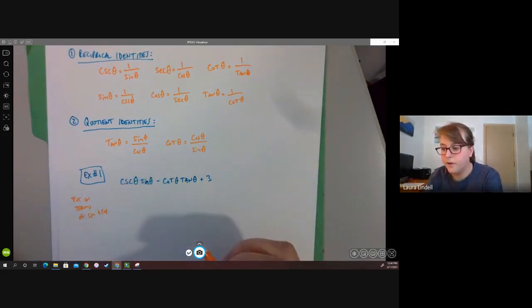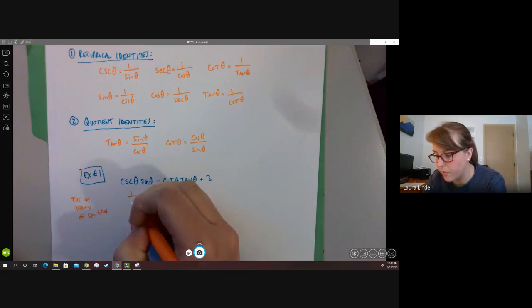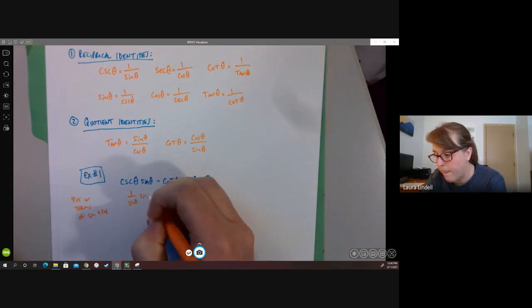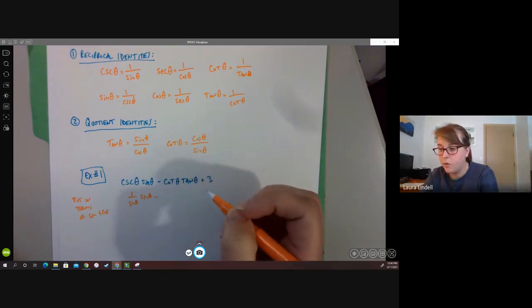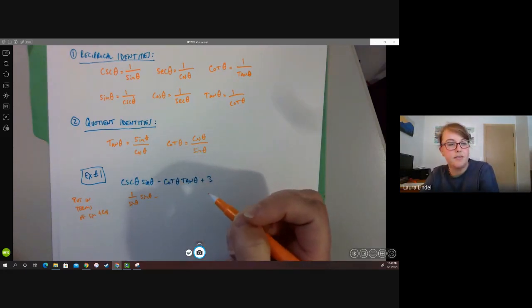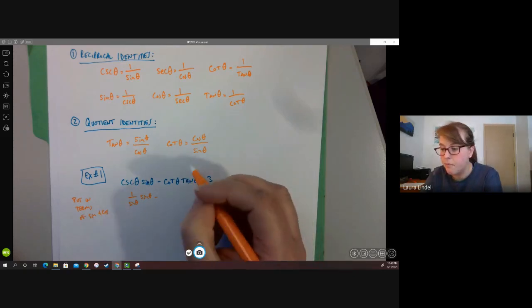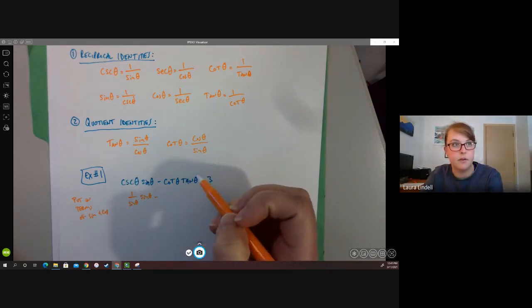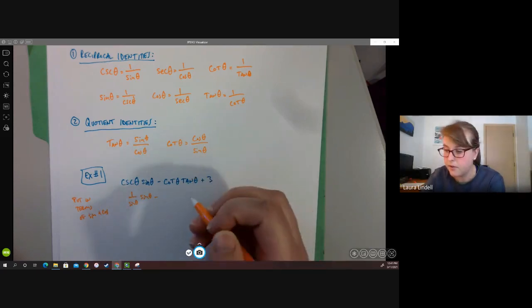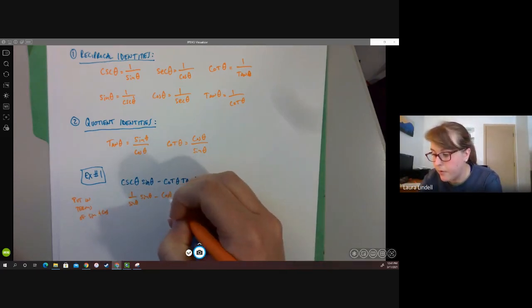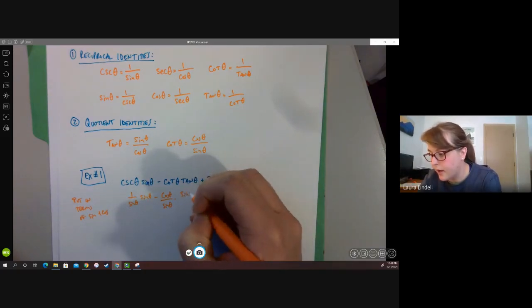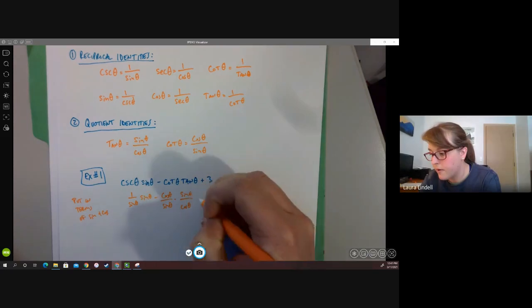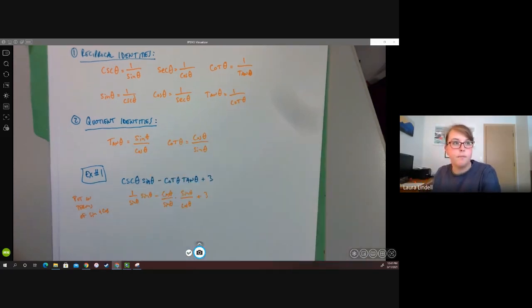So what I would do here is go, okay, cosecant is 1 over sine. And then I would use the quotient identities for tangent and cotangent, or you could use the reciprocal identities here. It doesn't really matter either way. But a lot of times it's more convenient just to put it in terms of sine and cosine and use the quotient identities for these. So we have cosine over sine, and then tangent is sine over cosine, and then we can leave the 3 alone. So then what happens here?